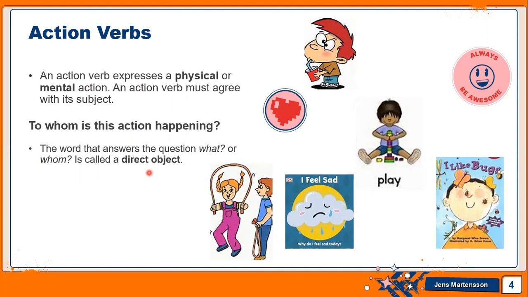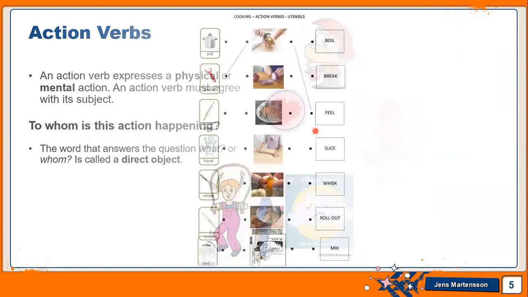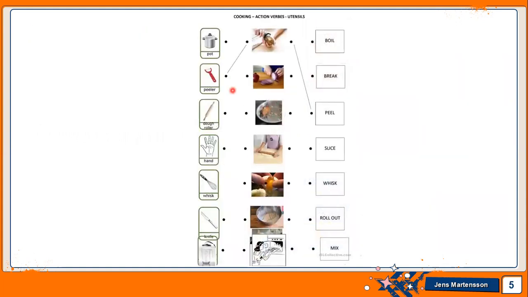For example, we said, Adam plays football. What is Adam playing? So to what object is this action taking place? It's taking place on the football. So football would be a direct object. For example, we have here someone peeling a potato. Okay, so peel is the action using what? The peeler. The peeler is the direct object.